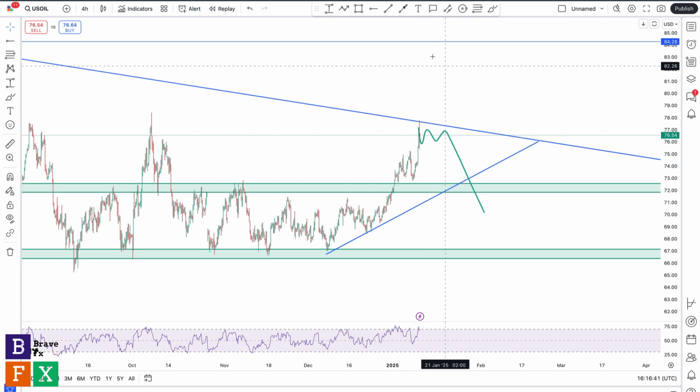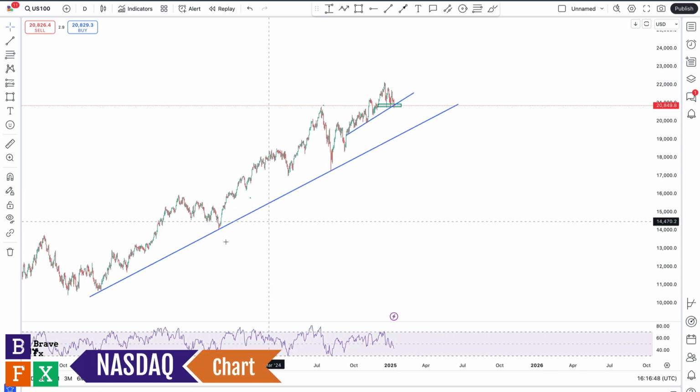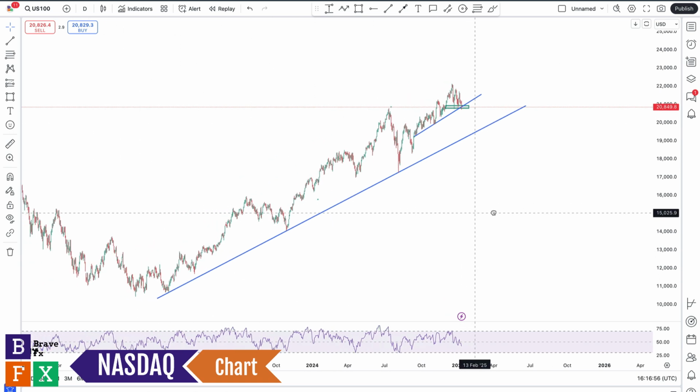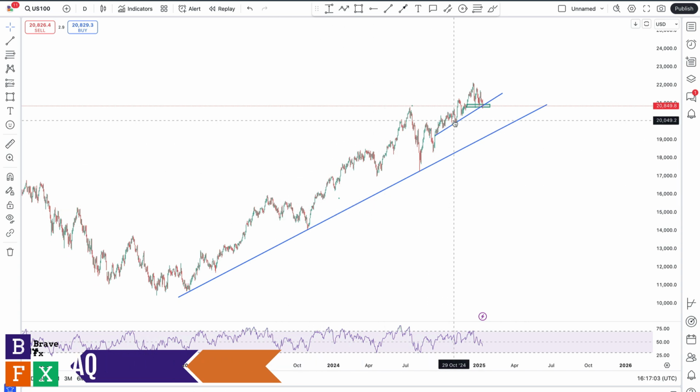Moving on, we'll be talking about US100, which is the Nasdaq, right? So Nasdaq, solid bullish trend since January 2023, right? So for two years straight, we've been in a massive bullish trend, and it's kind of difficult to trade this setup if you don't understand how price action works.